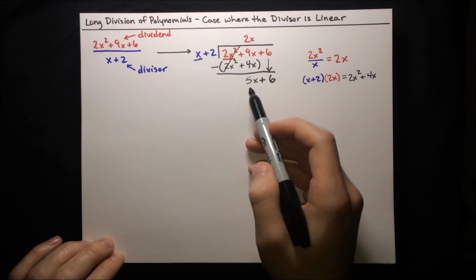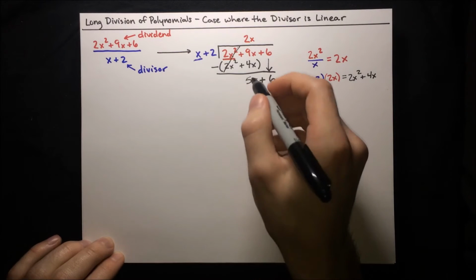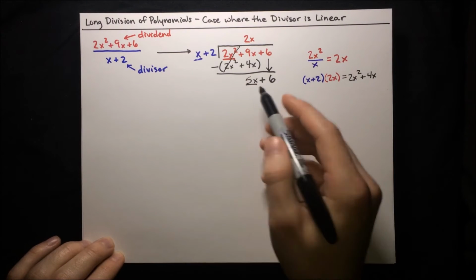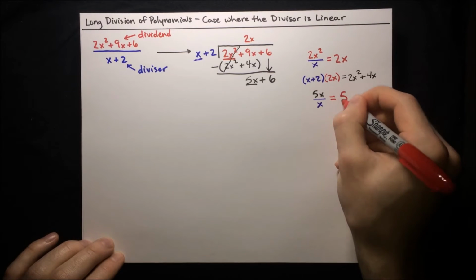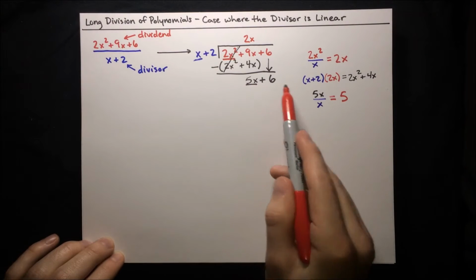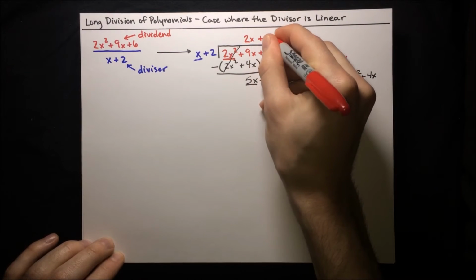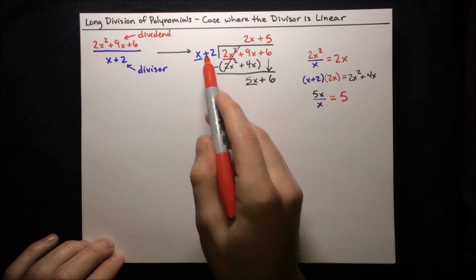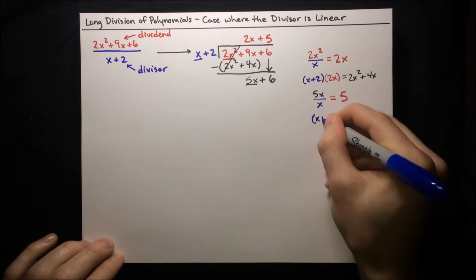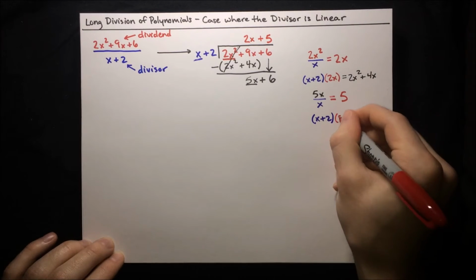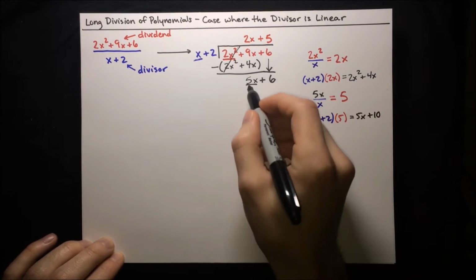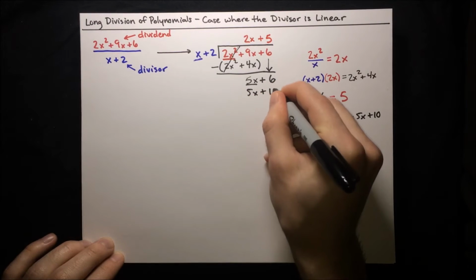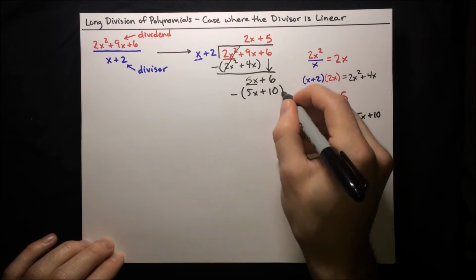So this time we ask how many times does x go into 5x here? And we can figure that out the same way. We do 5x divided by x, and our result is just 5. So x plus 2 goes into 5x plus 6 5 times. So we write the 5 up here in the quotient, and we go ahead and multiply x plus 2 by 5. X plus 2 times 5 is just 5x plus 10, and we write that result underneath here, 5x plus 10. And then we just subtract, see how much is left still.